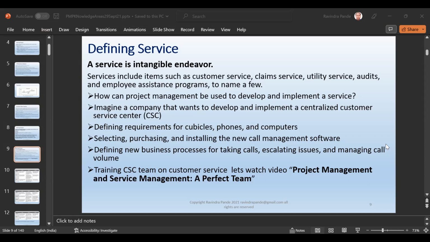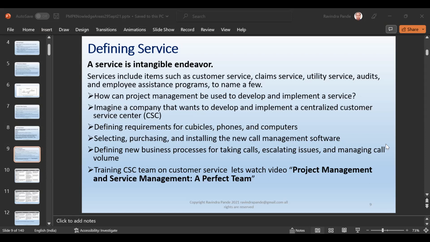Define requirements for cubicles, phones, computers. These are ongoing services, but we can disintegrate this project month-wise. So define the requirements of new cubicles for the month of April. That can be my project, and so on and so forth.